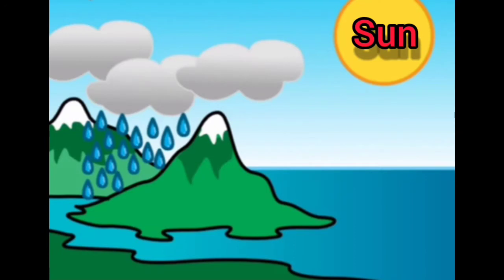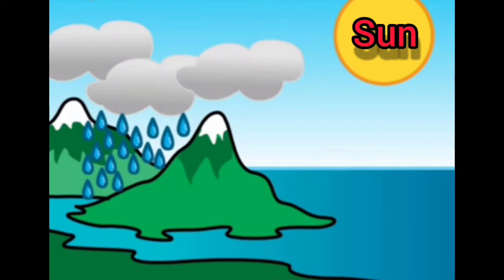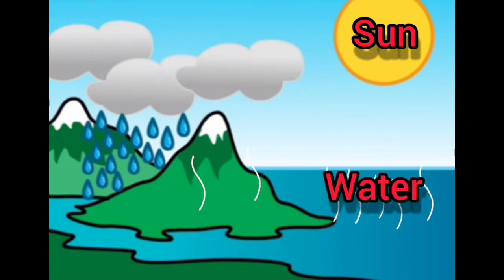Sun, cloud and water are friends. So, what happens is when sun rays fall on the river or any other water body, the water evaporates and forms into vapor due to the heat.